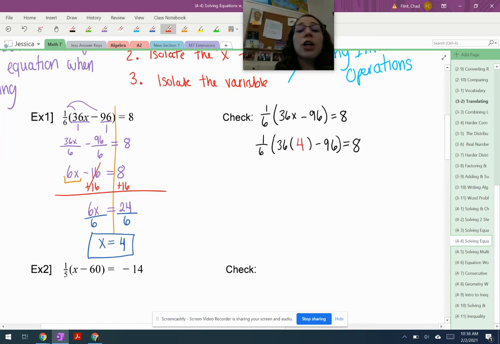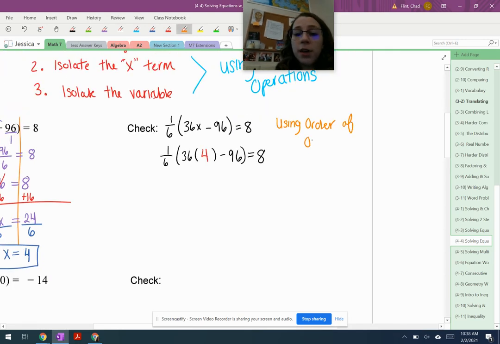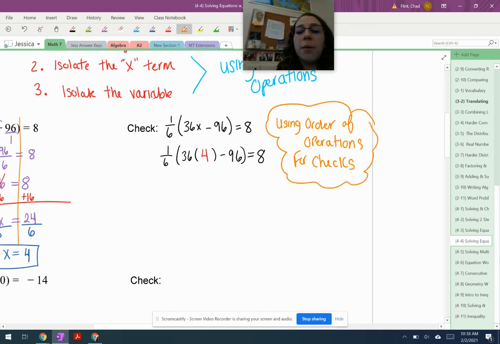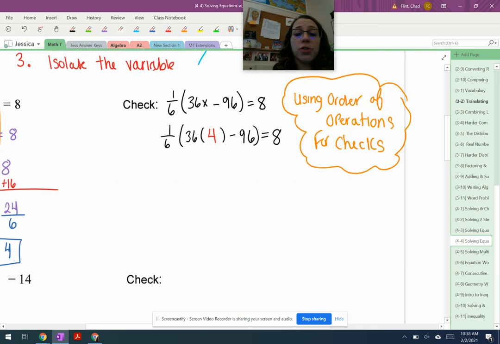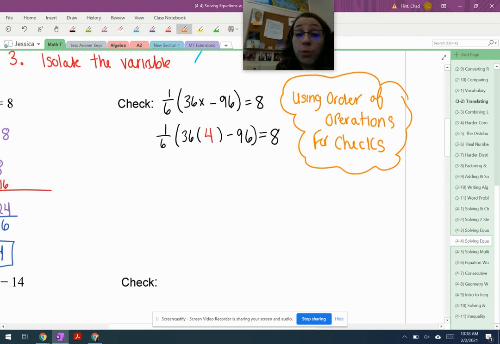So now remember, for the check, we're using order of operations. When you're doing the checks, you're using the order of operations. You're not using inverse operations. So while you might want to distribute the 1/6 here like we did in the problem, that is not the correct thing to do because order of operations tells us to do any groupings first.